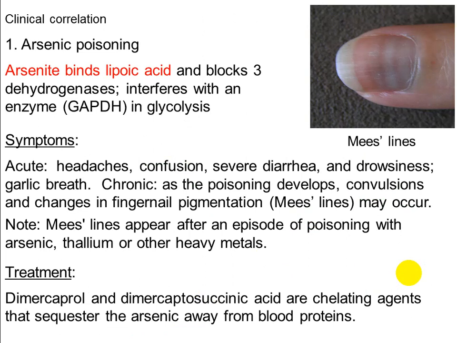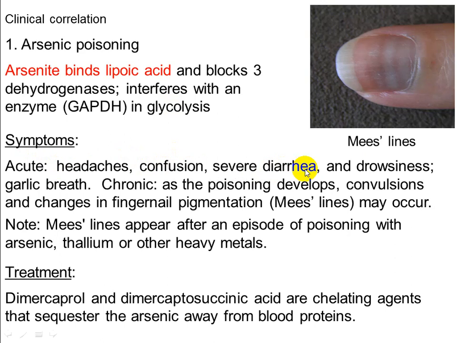Here are the 2 examples. The first example, arsenic poisoning. Arsenite binds lipoic acid and blocks the 3 dehydrogenases that I described to you earlier. Arsenite also interferes with another enzyme in glycolysis. The consequence of arsenic poisoning is reduced ATP production. That can explain headache, confusion, diarrhea, and drowsiness seen in acute arsenic poisoning.